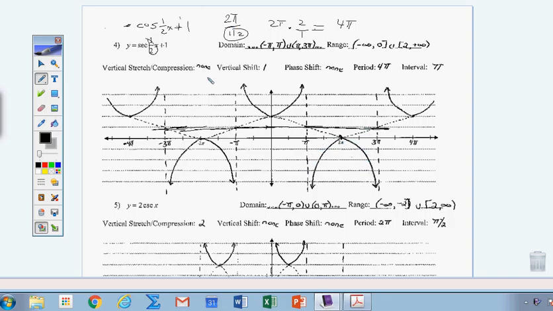We had no vertical stretch. We had a vertical shift up 1. We had no phase shift. And we changed our period and we changed our interval. So when we look at the domain, it would be dot, dot, dot, negative pi to pi in union with pi to 3 pi, right? Because we have a U going up and then a U going down, and that's one complete cycle of the secant graph. All right?